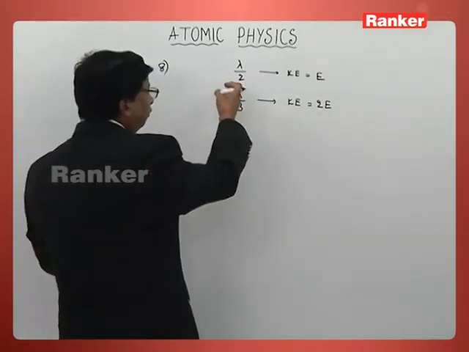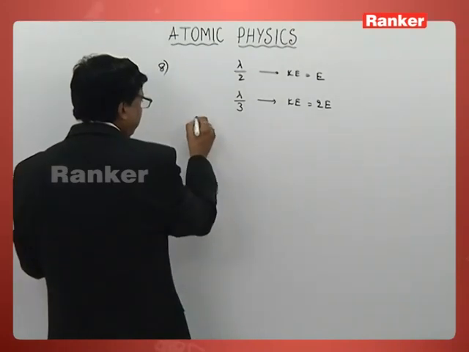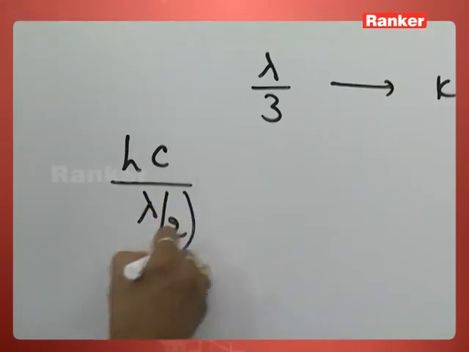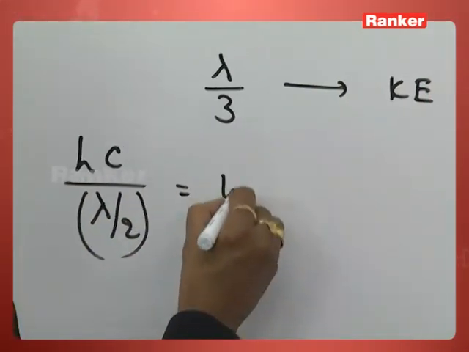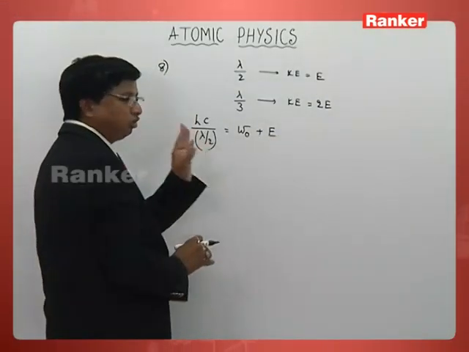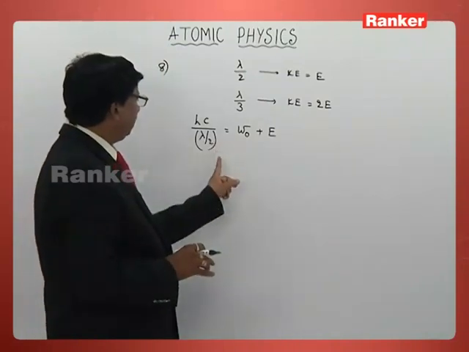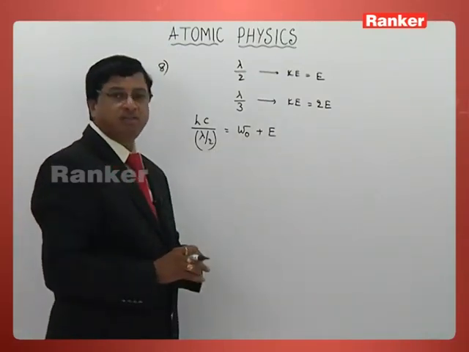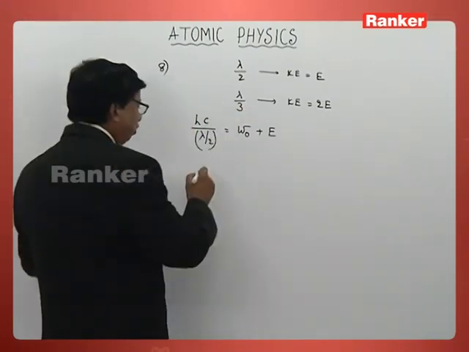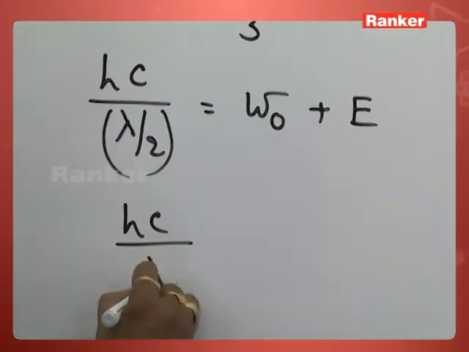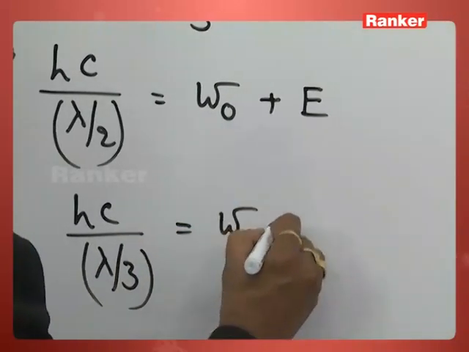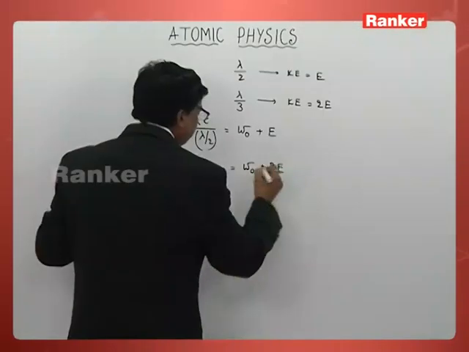So what can we write now? Write the first equation first. Hc by lambda by 2 is equal to W naught plus E. That is your first equation. Hc by lambda is work function plus kinetic energy of the emitted photoelectron. Exactly like that, the second one, Hc by lambda by 3 this time becomes W naught plus 2E.